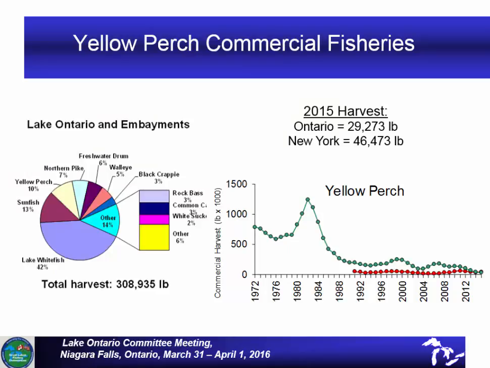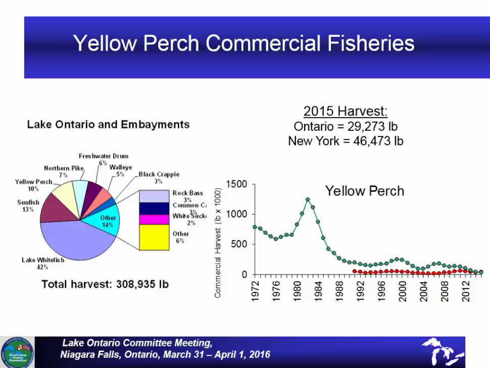As far as commercial fishery data, again, the bulk of Lake Ontario's commercial fishery is occurring in Ontario waters in the northeast corner and in the St. Lawrence River. About 10% of the harvest in 2015 was yellow perch. And if you look at the harvest for New York, 2015 was actually the first year where New York harvest of yellow perch was higher than Ontario.